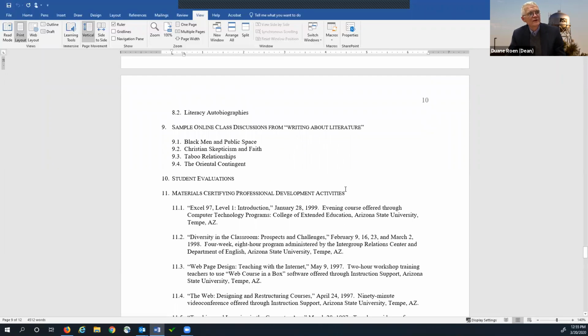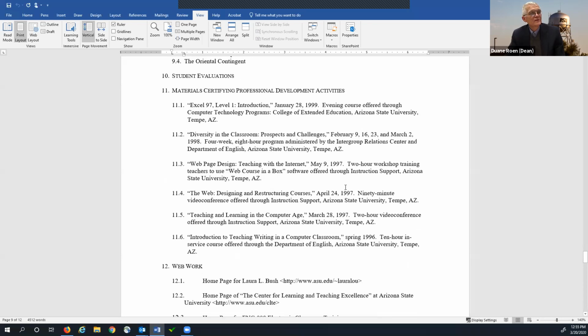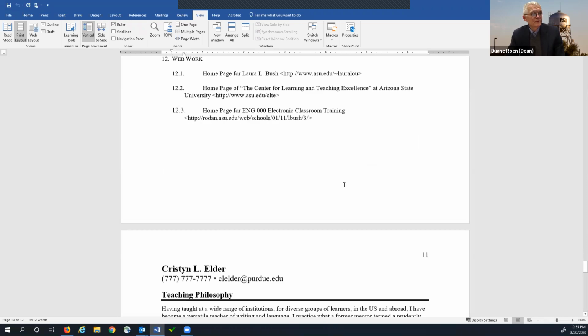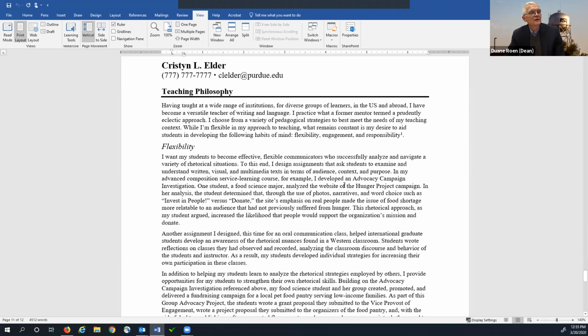Although if it's just online comments, you can blur out the name, take out the names. And student evaluations, and then a few things certifying her development as a teacher. Okay, now I want to talk about this example.